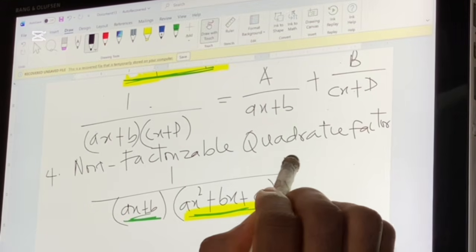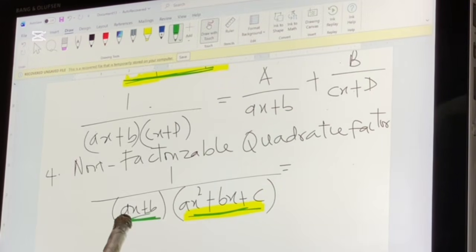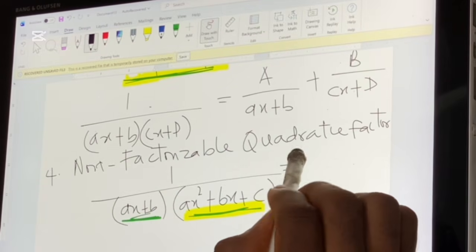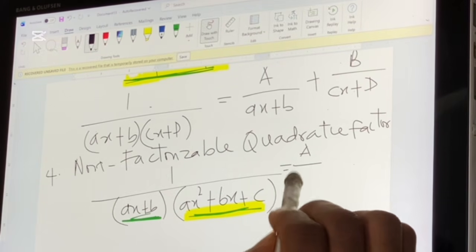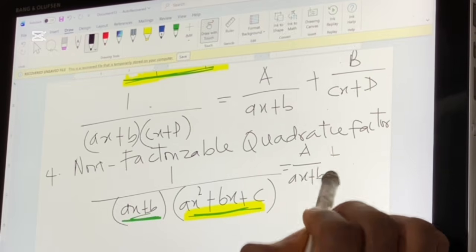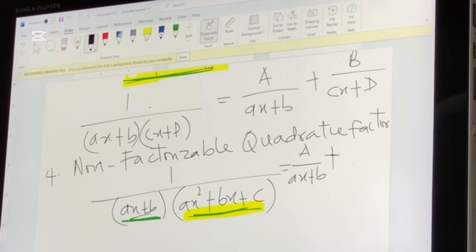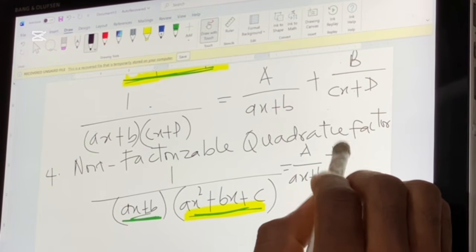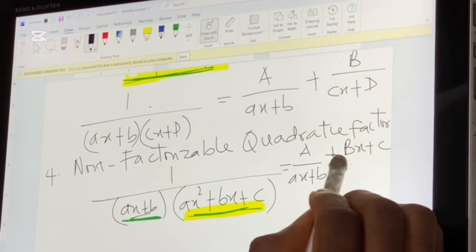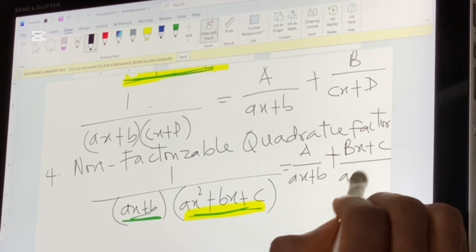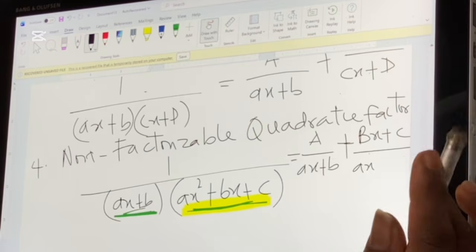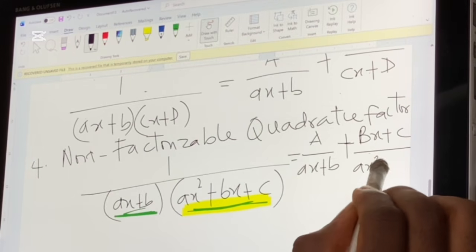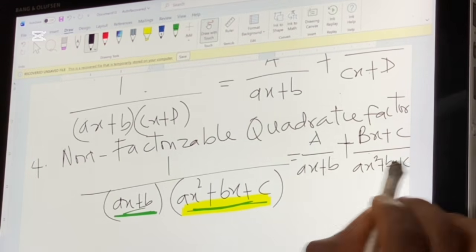The solution to this will be equal to, let's apply the method of a linear. The linear always attaches a constant letter to it. So this will be A over (as plus b) plus, in terms of the non-factorizable quadratic factor, we say the constant letters will be (Bs plus C) over (as squared plus bs plus c).